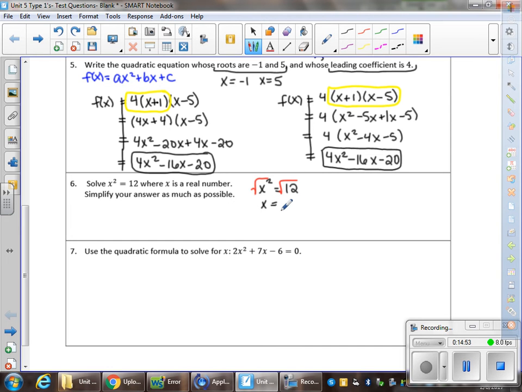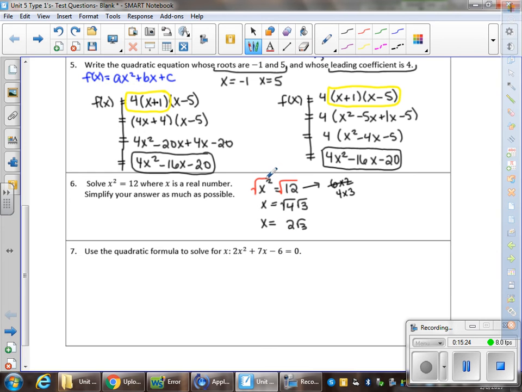The square root of 12, if I think about it, what are my options for multiplication? I have 6 times 2 and 4 times 3. Well, which one of these pairs has a perfect square? Not 6 times 2. 4 times 3, though, does. So 4 and 3. So my final answer is going to be 2 root 3. But I'm only half right.